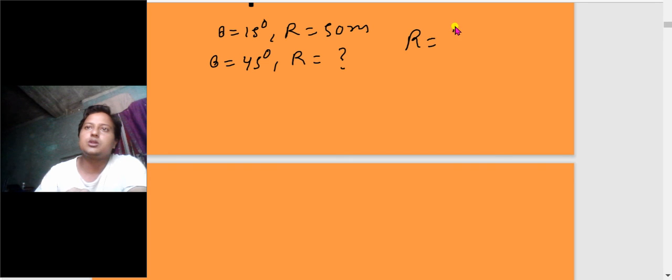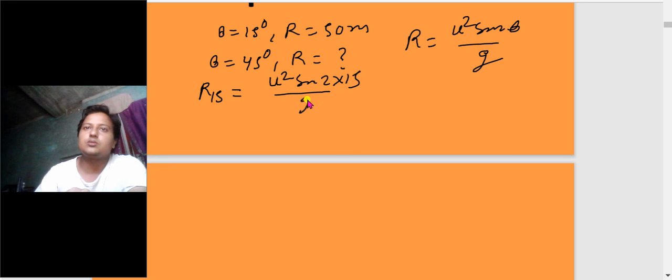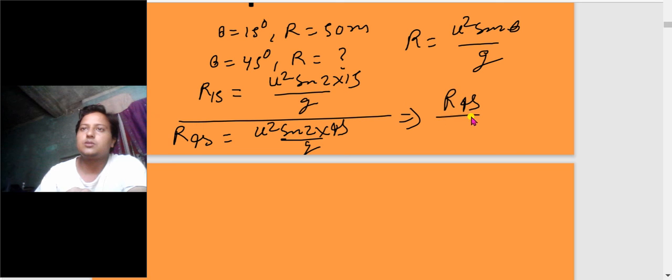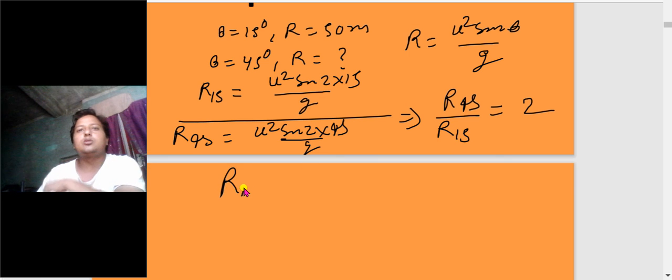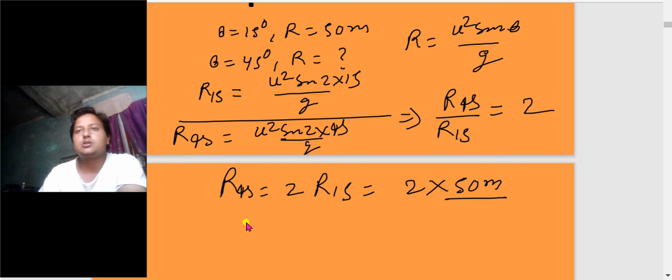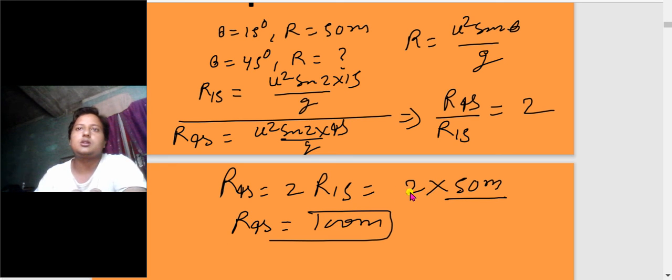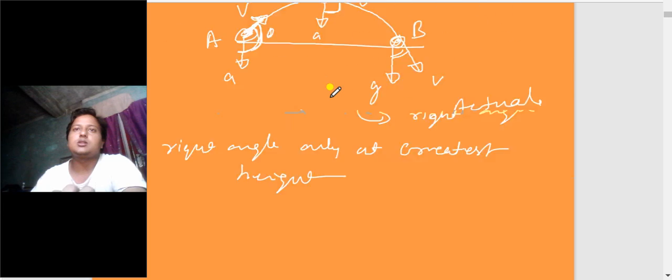We have the formula for range, u square sin 2 theta over g. So R for 15 equals u square sin 2 multiply 15 over g. R for 45 equals u square sin 2 multiply 45 over g. So R45 by R15 equals 2. R45 equals 2 multiply R15. R15 is 50 meter. So R45 is 100 meter. So the required answer is 100 meter.